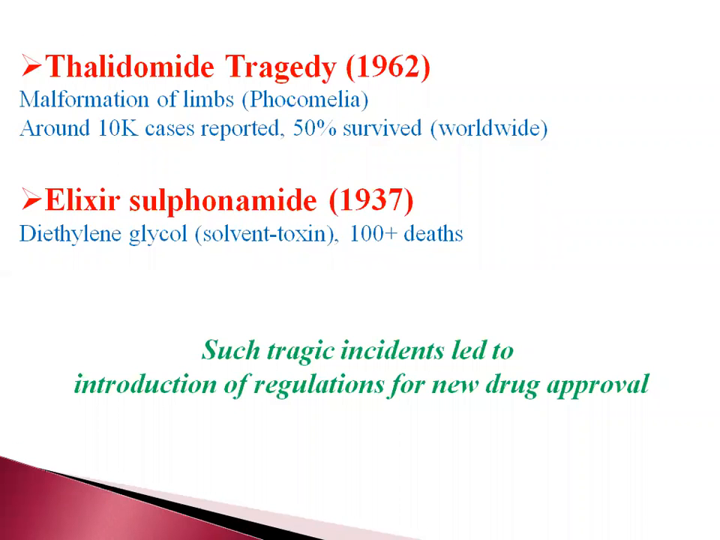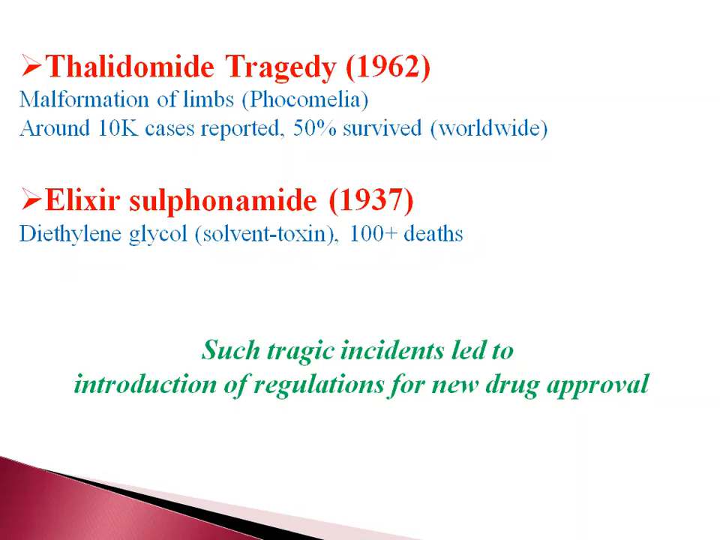We have two examples of why we need specific regulations for new drug approval. There is the thalidomide tragedy. I think we have discussed that part before also. In 1962, there was one incidence, that is phocomelia, which means malformation of limbs.